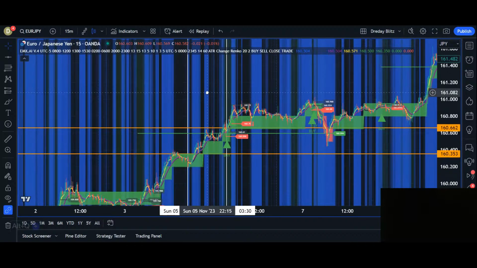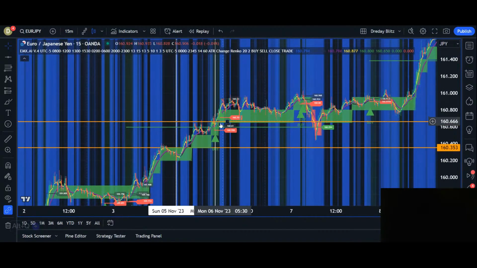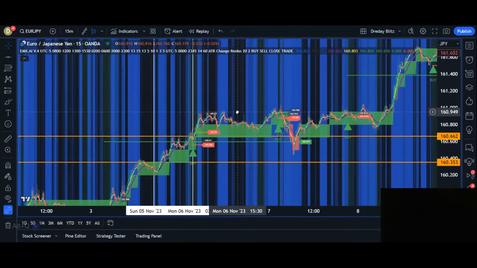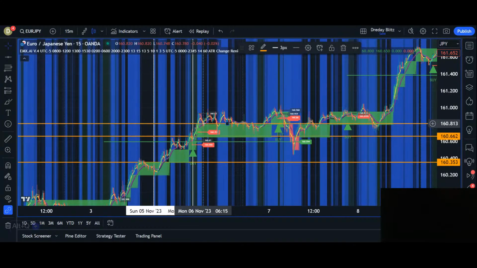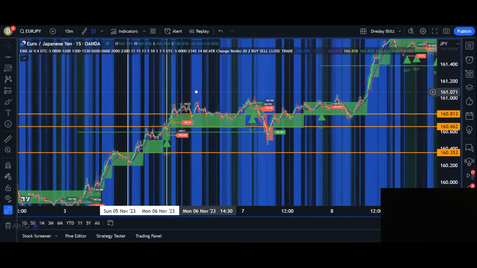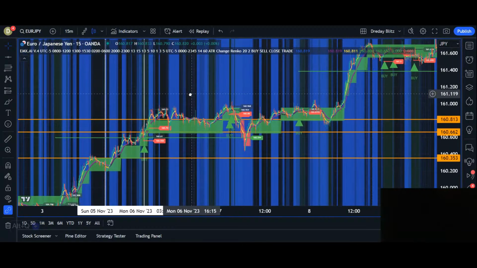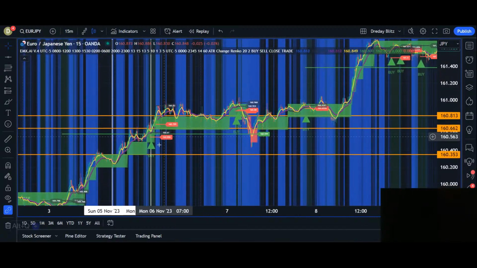Okay, so that'll be the first line that you have, and then when the price goes up and creates another Renko, you're going to see the zone that will be created. So automatically you just have to plot your line at the top of that Renko. Okay, and then you would have to wait until you receive the signal.